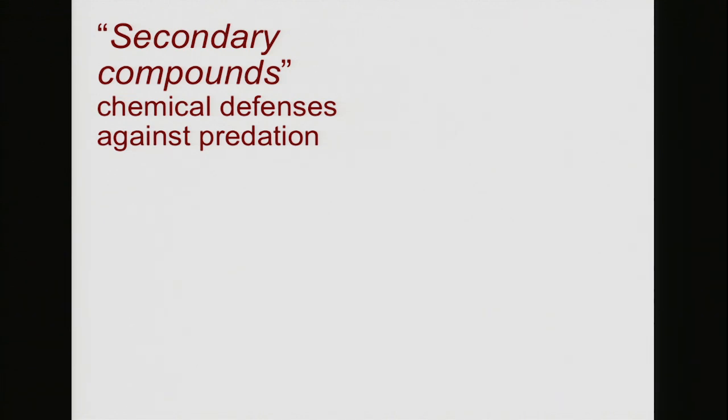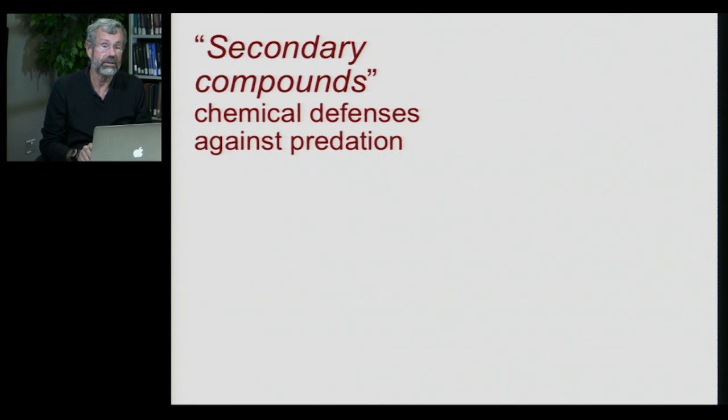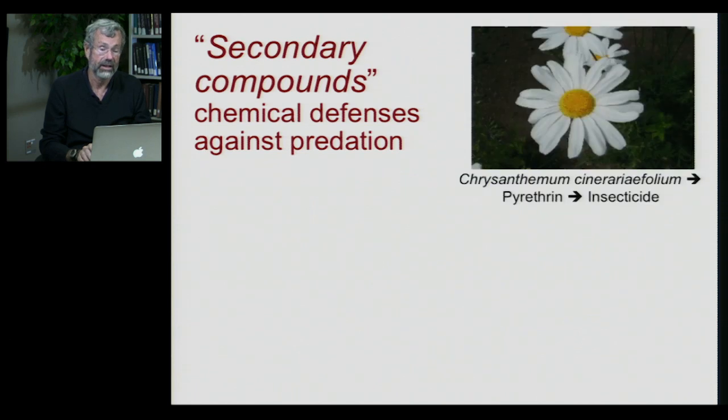Plants, again, have different ways of dealing with predation. They can't run away. All they can do is to become very nasty in the way they taste. So a lot of them produce what are called secondary compounds. They're secondary because they're not essential for their own survival, but they're effective chemical defenses against predation. Chrysanthemums produce pyrethrins. Pyrethrin is a compound that we actually extract from flowers and make into commercial insecticides. But the chrysanthemum uses it itself to try to prevent its flowers from being eaten by herbivorous insects.